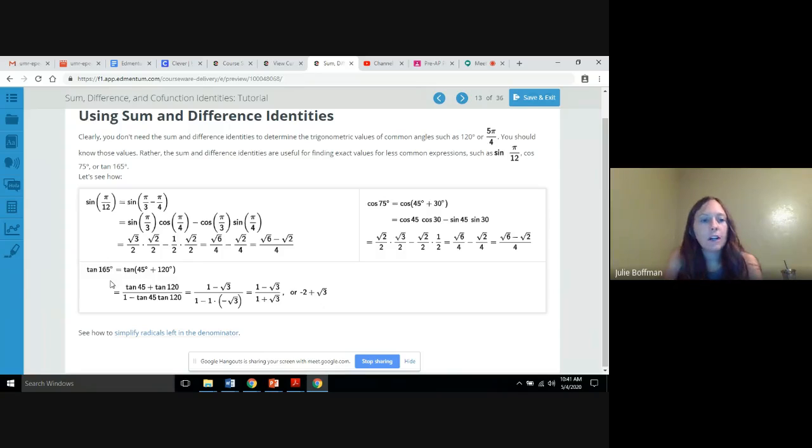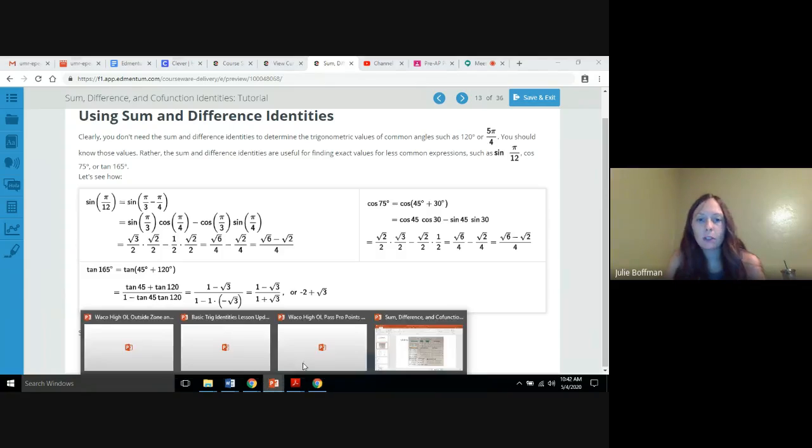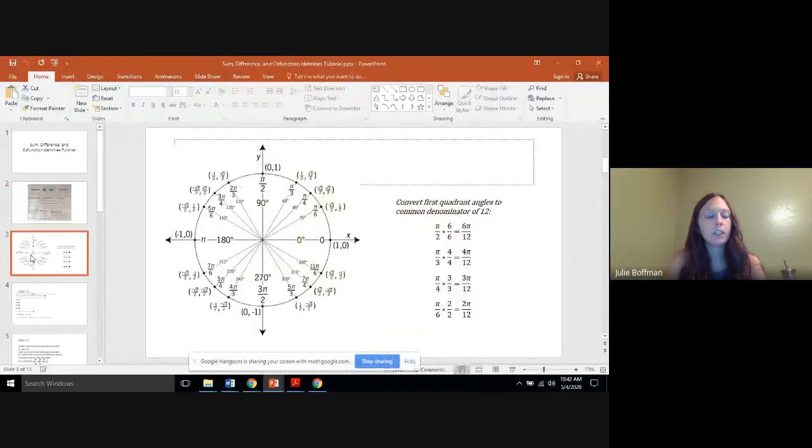Okay, then they do a tangent one, so 165 degrees. They decide that you could do 45 plus 120 from the unit circle. So when we use our tangent formula, it'd be tangent of 45 plus tangent of 120 divided by 1 minus tangent 45 times tangent 120. So tangent 45, let's make sure we remember how to do tangent. What's the ratio for tangent? Y over x. So 45 degrees, the ordered pair is square root of 2 over 2, square root of 2 over 2. If you do y over x, and they're the exact same number, anything over itself is 1. So we know tangent of 45 is 1.